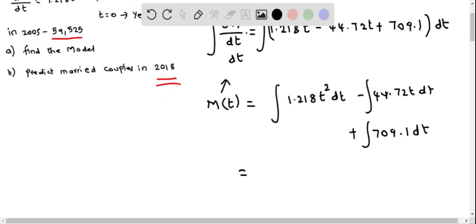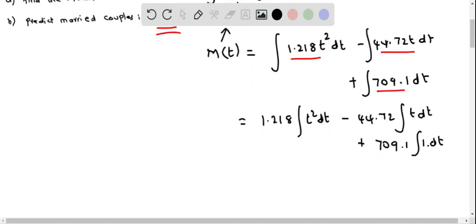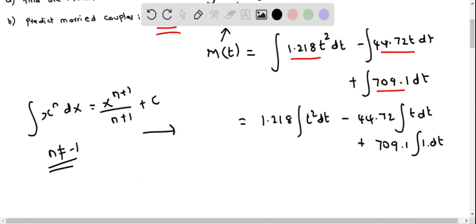So now we can apply the power rule of integration. In fact, we can also factor out the constants so that we can integrate only the terms with the variable t. So when I do that, I will be getting 1.218 times the integral of t squared dt, minus 44.72 times the integral of t dt, plus 709.1 times the integral of dt, or just 1 dt. Now let's apply the power rule. We must know that the integral of x power n dx is equal to x power n plus 1 divided by n plus 1, plus an integration constant, and n should not be equal to -1. So we'll utilize this formula to integrate this.